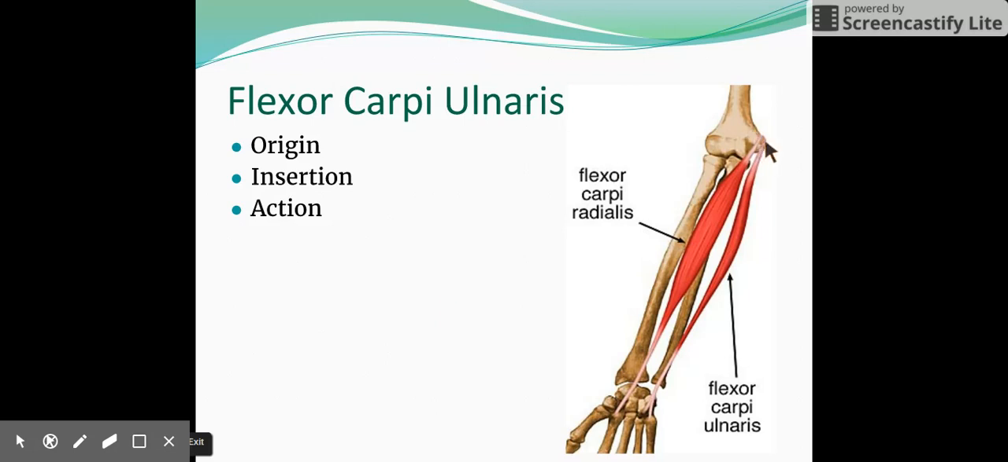Again, the origin is here on the humerus, and its insertion point is down here in the metacarpals as well, specifically the fifth metacarpal, but you can just say metacarpals. And again, its action is to flex the wrist. So anytime that you're pulling your hand up, this is what's doing that. That's that flexor carpi ulnaris.